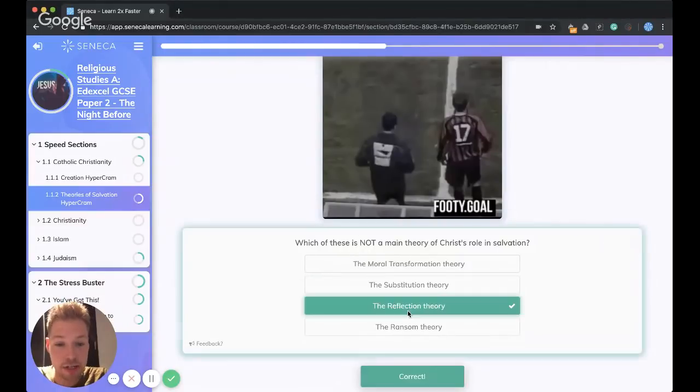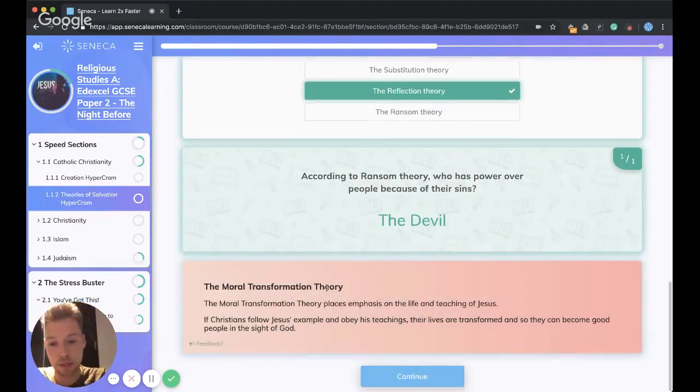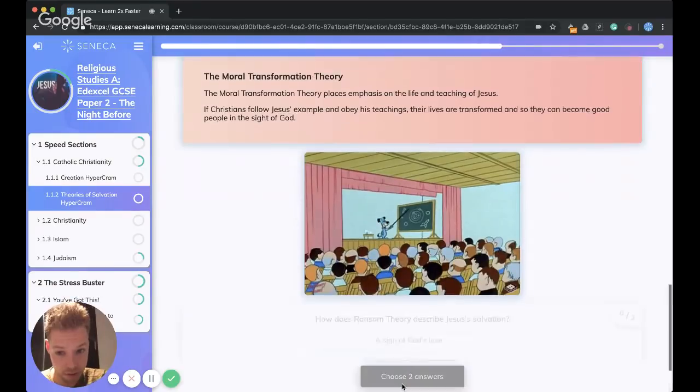So it's the reflection theory. That is not one of the 3 roles. And according to the ransom theory, who had power over people because of their sins? That was the devil. Okay. So key theory, moral transformation theory places emphasis on the life and the teaching of Jesus. If a Christian follows Jesus' example and obeys his teaching, their lives are transformed so that they can become good people in the sight of God.